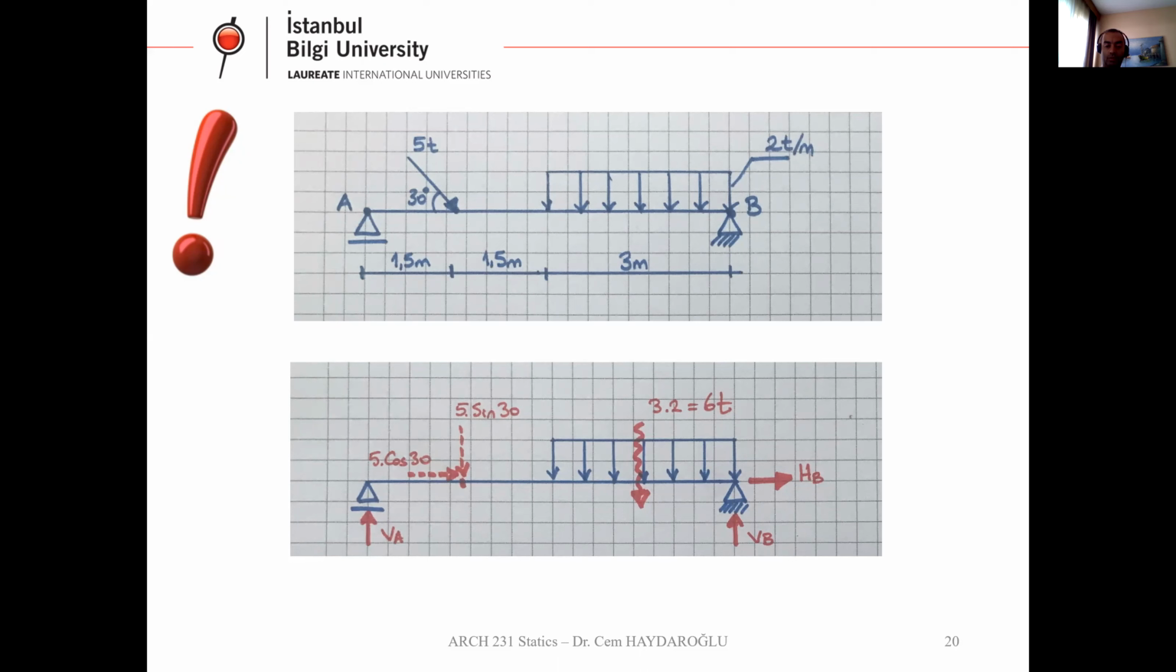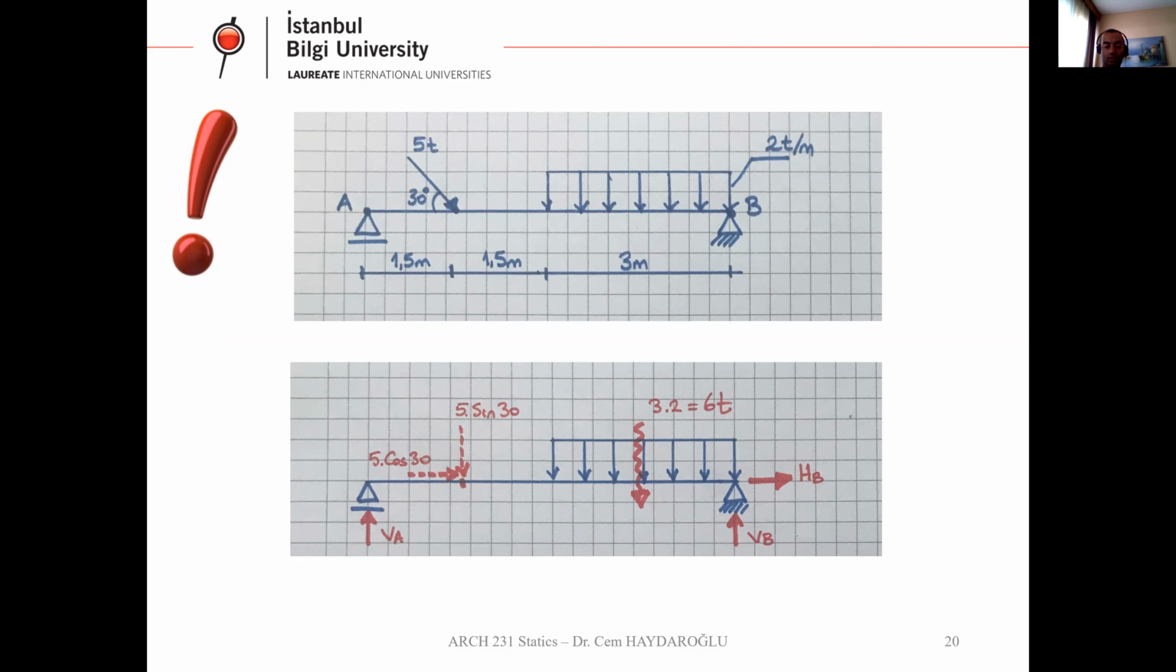That's okay. Let's have a look at the uniform distributed load. The concentrated load's magnitude is the area of that force. Area is 2 times 3, which is 6 ton. And its location is the midpoint of that rectangle, so 1.5 meter from each end of the force. And also you can see vertical A, vertical B, and horizontal B.